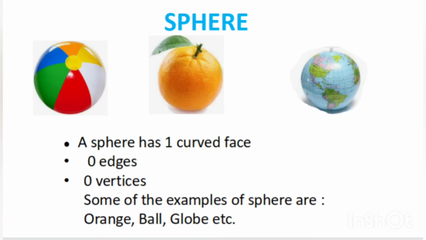Now see few examples of sphere: ball, orange, globe, etc. How many faces does a sphere have? It has only one curved face, right? How many edges? 0 edges. You can see no straight lines and no corners, that is no vertices.